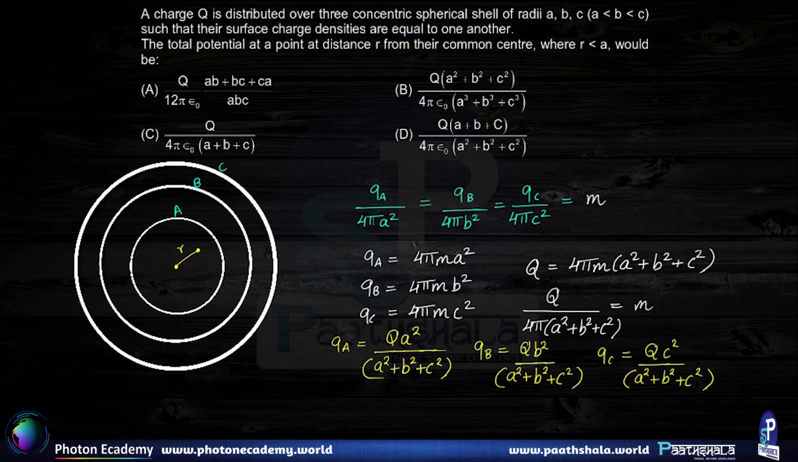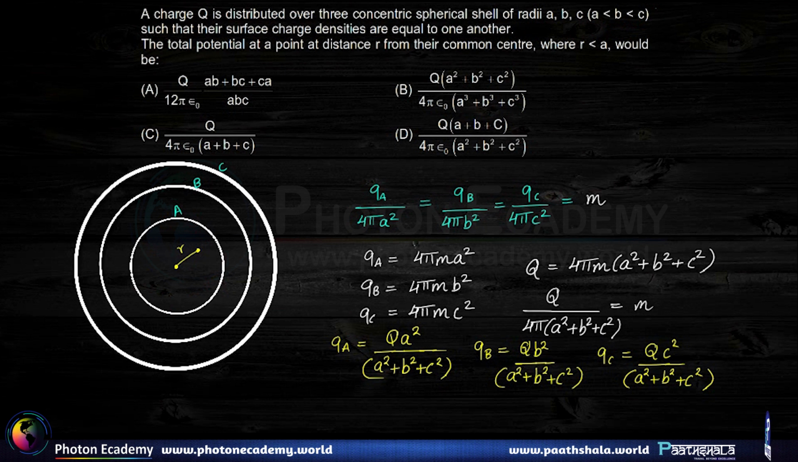Let us look at this sweet question. A charge Q has been distributed over three concentric spherical shells of radii a, b and c, where a is less than b is less than c. So these are the three shells: this shell, this second shell and this third shell. The radii of these three shells are a, b and c.